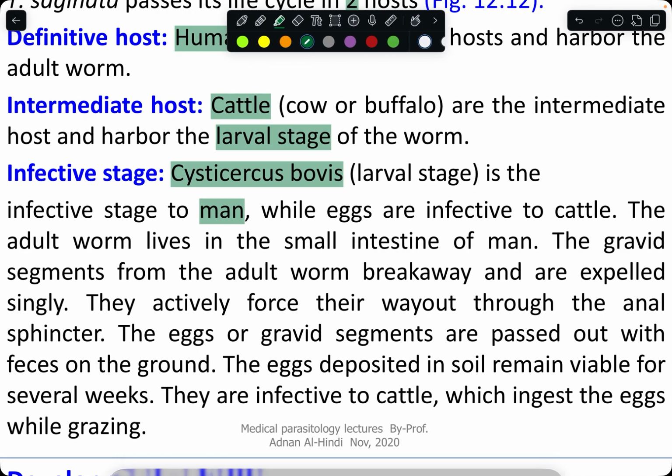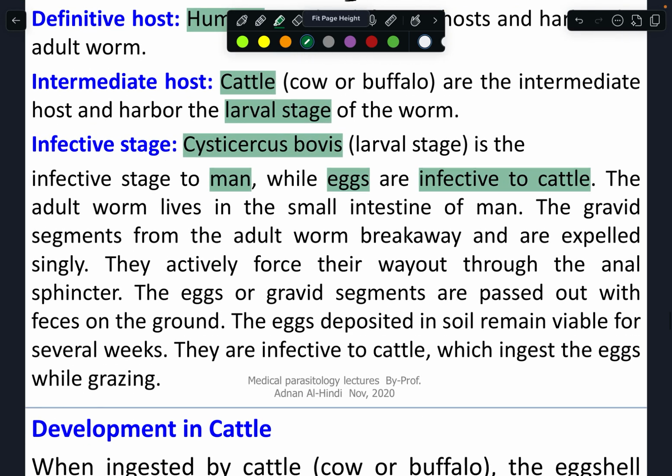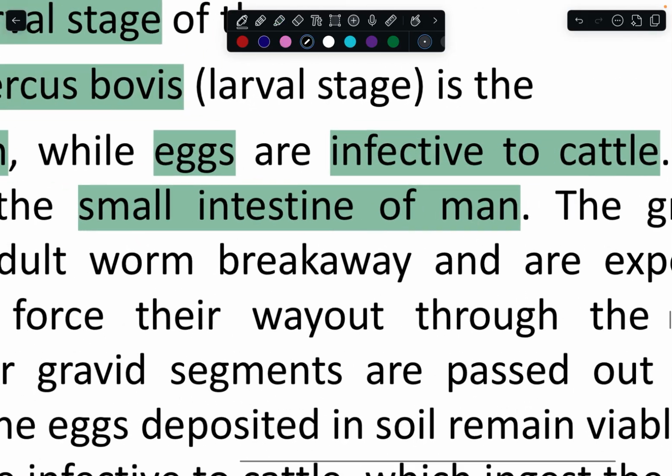While eggs are infective to cattle, the adult worm lives in the small intestine of man. Where exactly? We said in the jejunum, mainly or commonly in the jejunum.